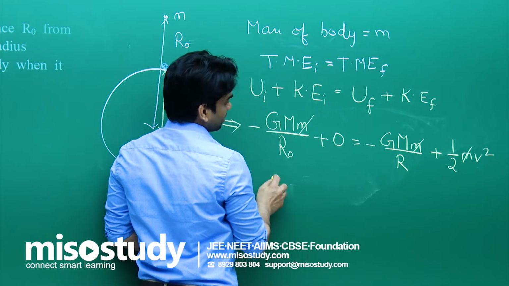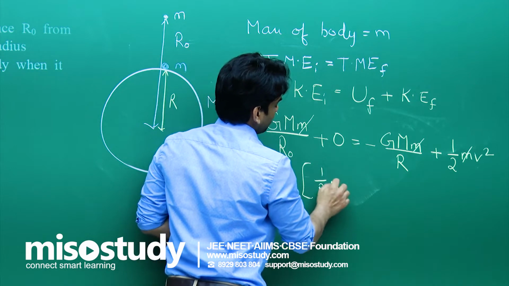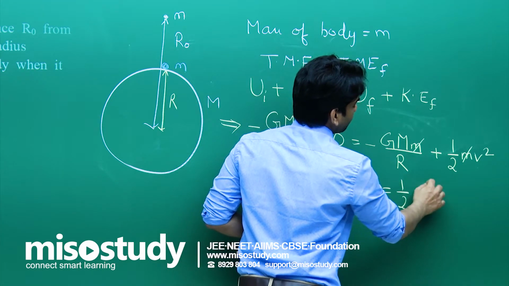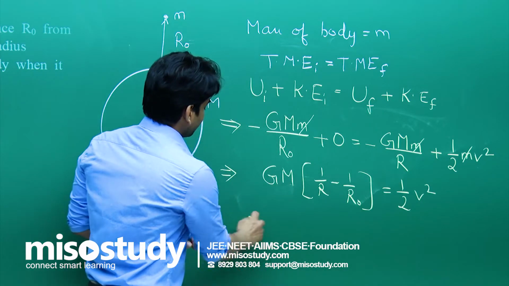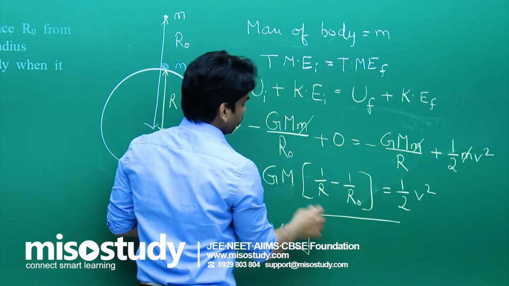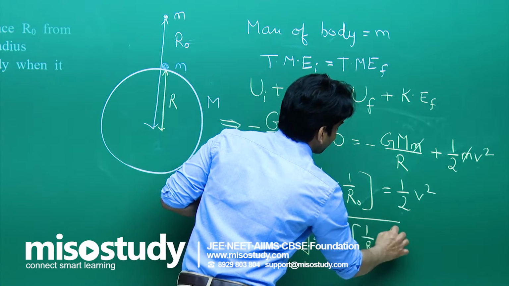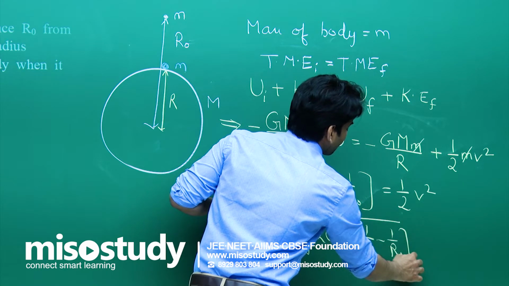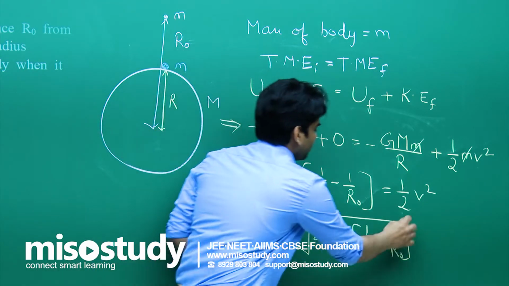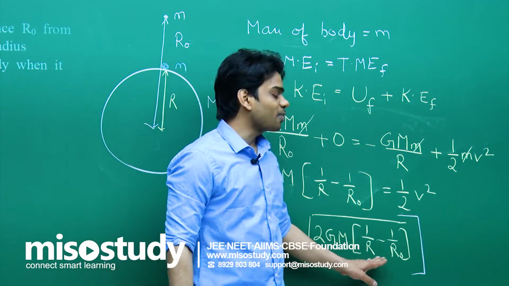Let us take this at the left hand side. So we'll get GM times 1 upon r minus 1 upon r0 is equal to half v square. So from this equation we can easily mark that v is equal to under root of, take this 2 here, 2 GM 1 upon r minus 1 upon r0. This is what we'll be obtaining. So let me just encircle this. This is the final speed when it reaches the surface of the earth. V equals under root 2 GM 1 upon r minus 1 upon r0.